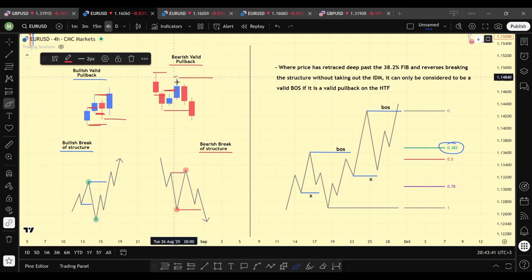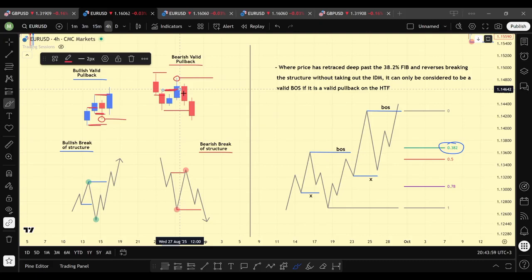This one here will be the high of the pullback, and in this case, this one here is a bearish valid pullback. This one here is a bullish valid pullback. You can clearly see here, this was a break by a wick, and this one was a break by a body. So it doesn't matter.